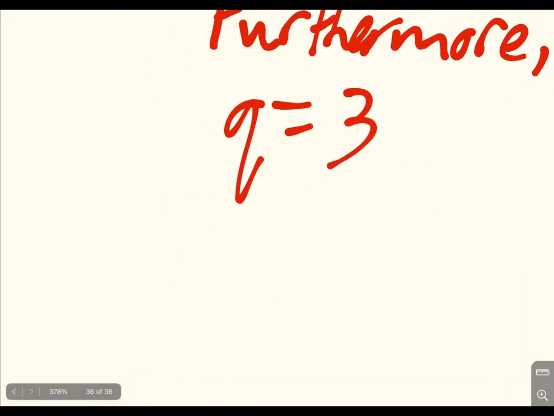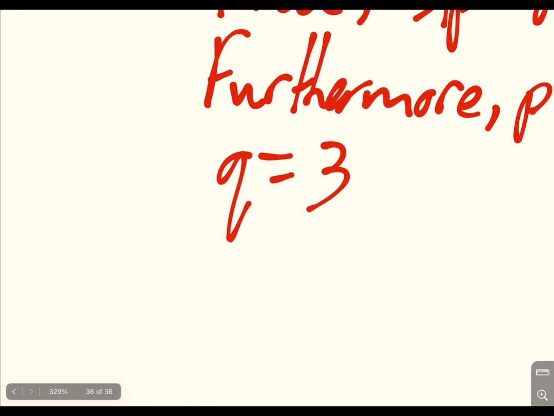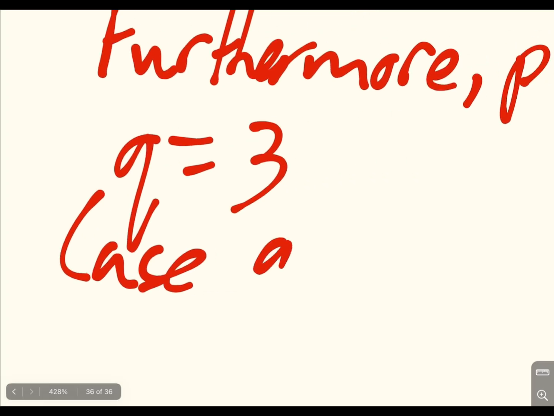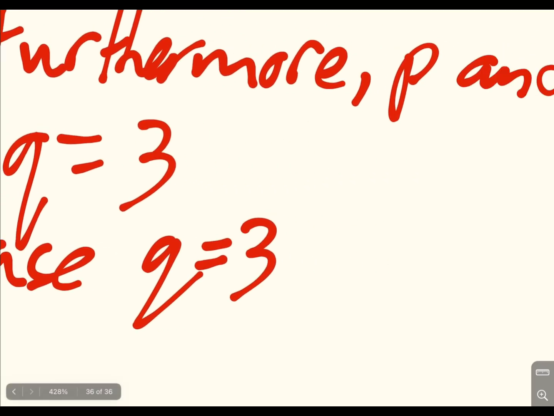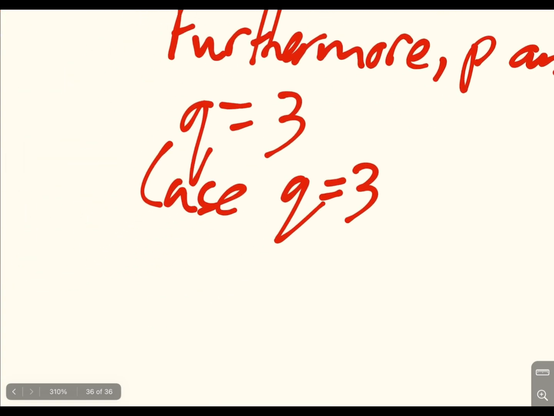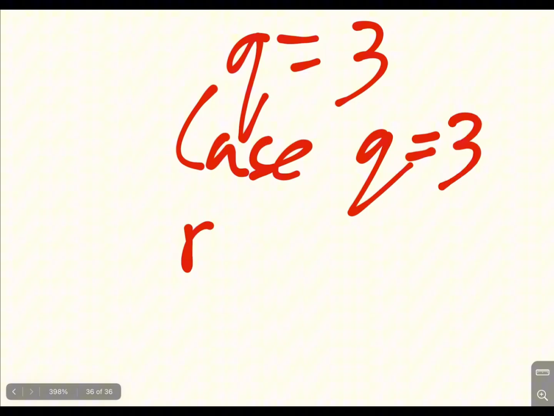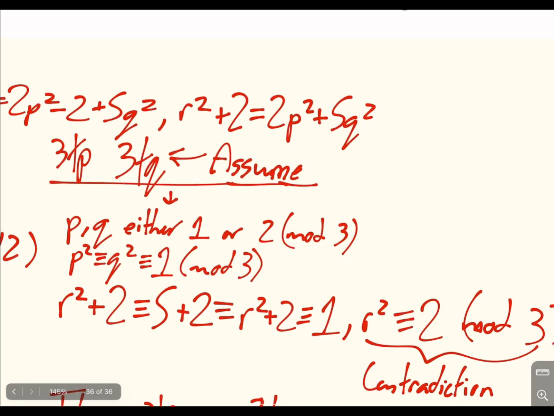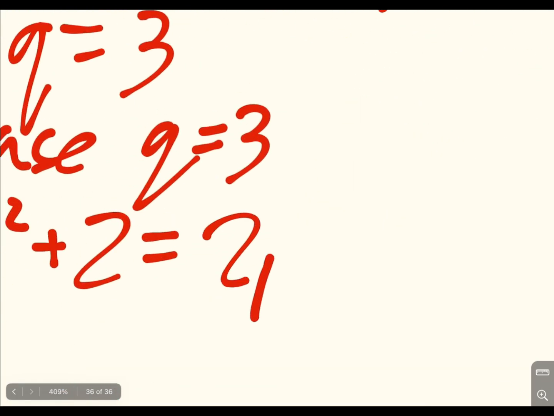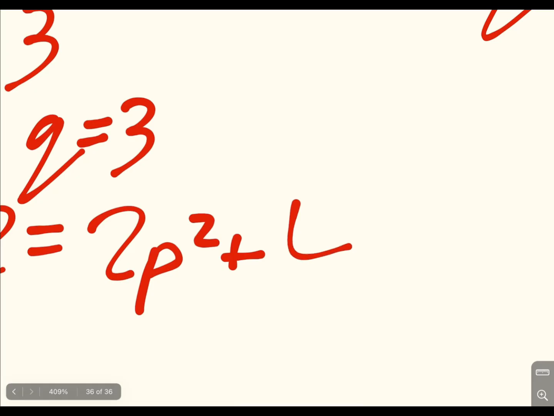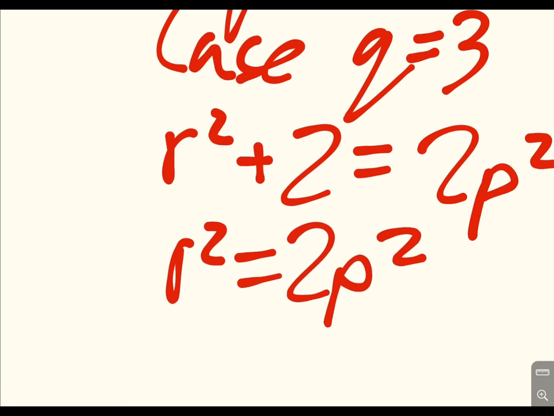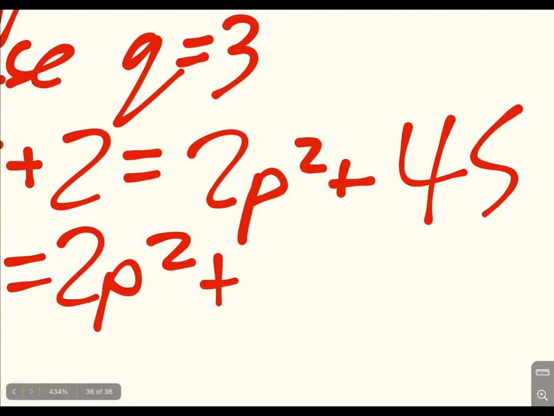Okay, so let's do the first case. Let's do case 1. Let's say q is equal to 3 and p is some other number. Then r squared plus 2 is going to be equal to 2p squared plus 45. And then this is going to simplify to r squared equals 2p squared plus 43.